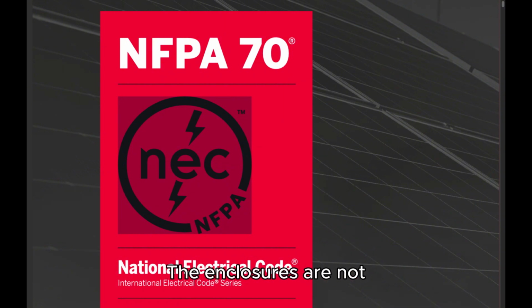The enclosures are not intended to protect against conditions such as condensation, icing, corrosion, or contamination that may occur within the enclosure or enter via the conduit or unsealed openings. This is the end of Article 110, General Electrical Requirements, Part 2.